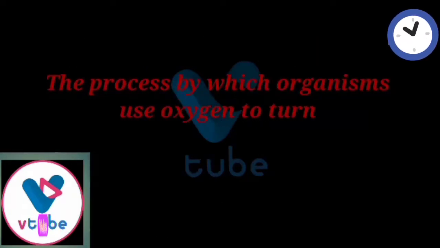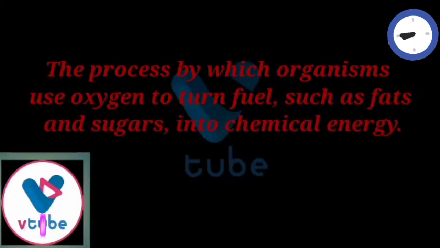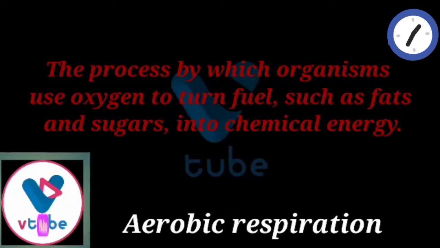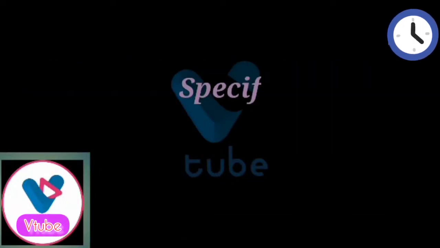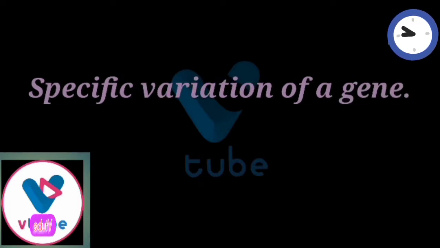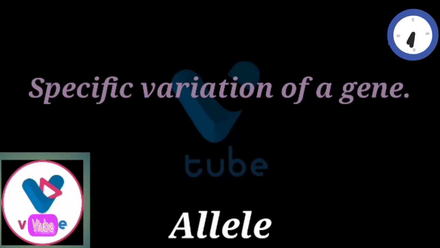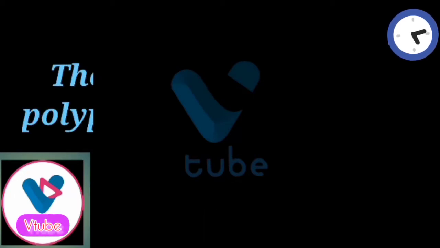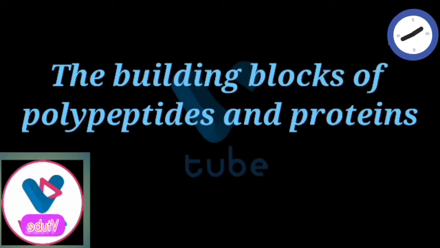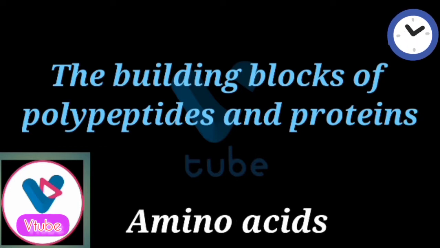The process by which organisms use oxygen to turn fuel, such as fats and sugars, into chemical energy is called aerobic respiration. A specific variation of a gene is called an allele. The building blocks of polypeptides and proteins are called amino acids.